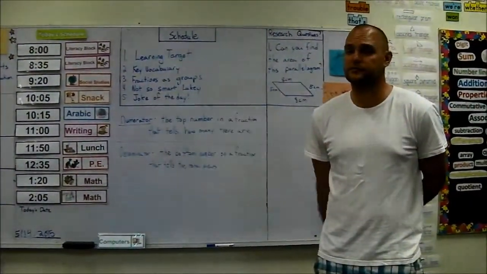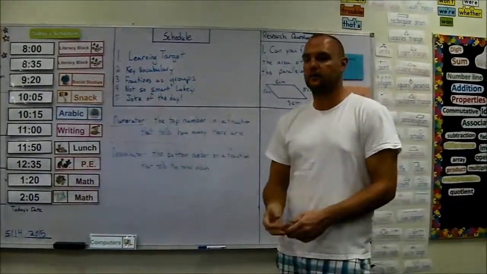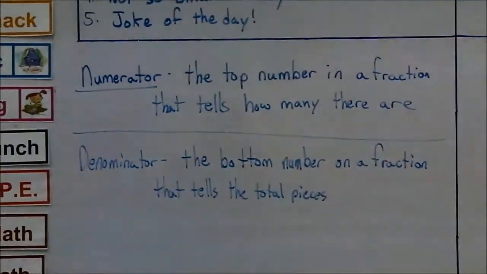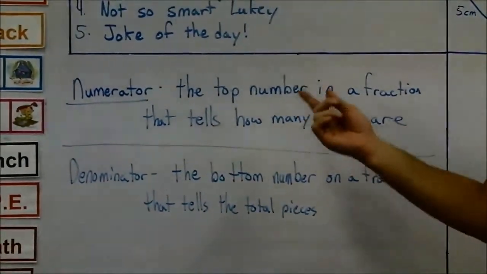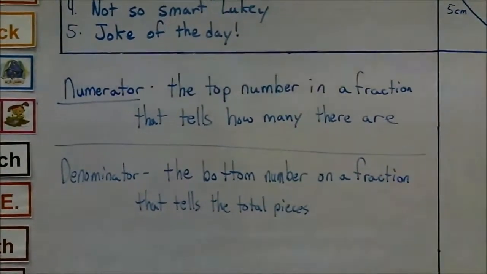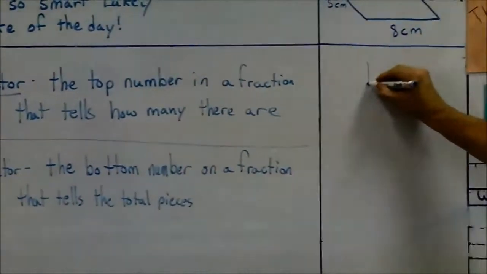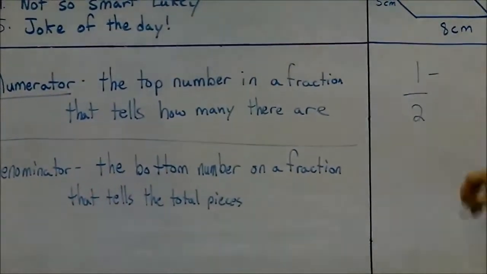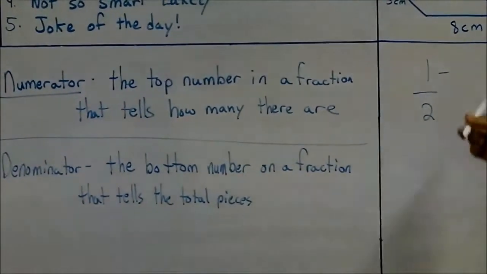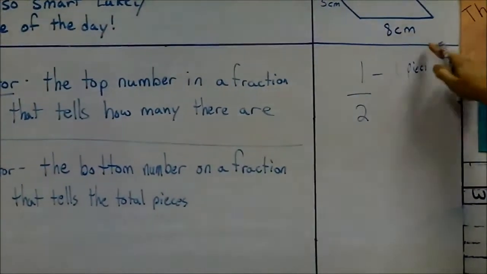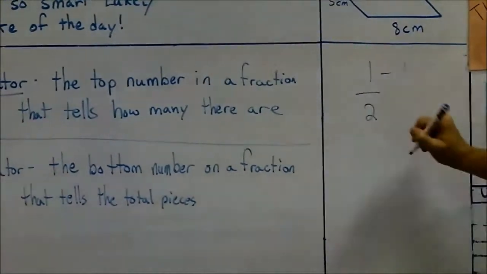We have two of the same vocabulary words again for today, and that is numerator. I still want you to write these down again. It says the top number in a fraction that tells how many there are. So if we have 1/2, the 1 would be the numerator, and it tells that we have one piece.